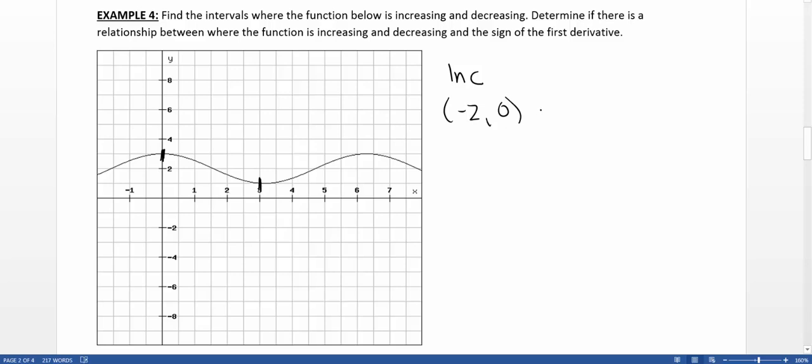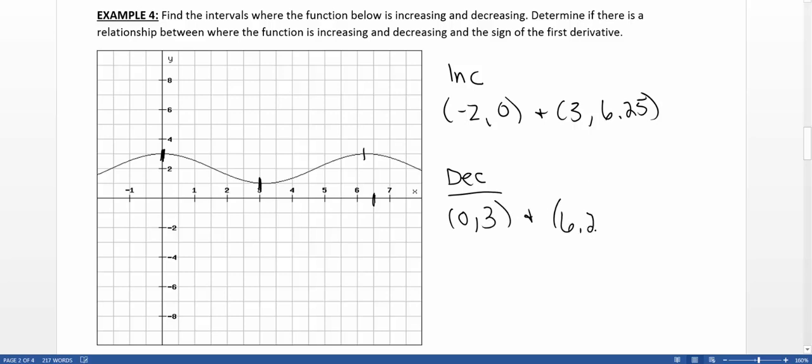And then it looks like again from 3 until about 6.25 approximately. Notice that 6.5 is here, so it's about halfway between 6 and 6.5. And then we're going to be decreasing when our y values are going in the downward direction. So that's going to happen from 0 until 3, and then again from 6.25 till about 8. It looks like the function is going to end around 8. So those are the intervals where we're increasing and decreasing.